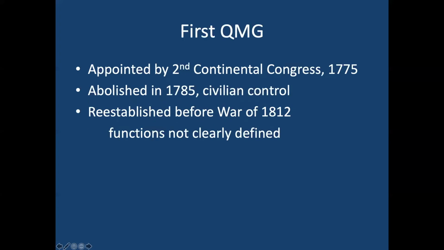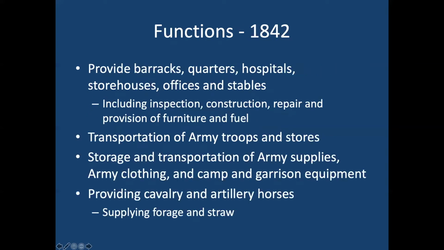So the first Quartermaster General was appointed by the Second Continental Congress in 1775. It was abolished after the Revolution in 1785, where the quartermaster came under civilian control. It was reestablished before the War of 1812, but its functions weren't clearly defined. It took another 30 years for them to get their act together, and they decided that they were responsible for providing barracks, quarters, hospitals, storehouses, offices, and stables.